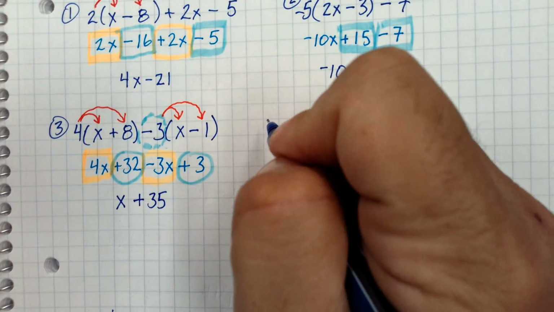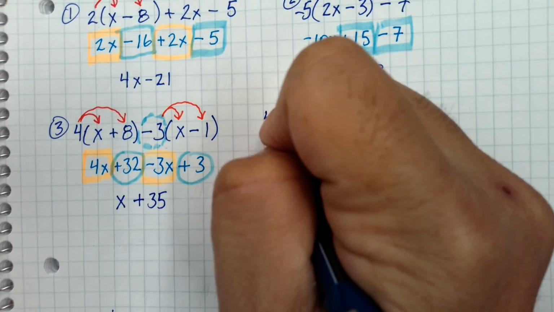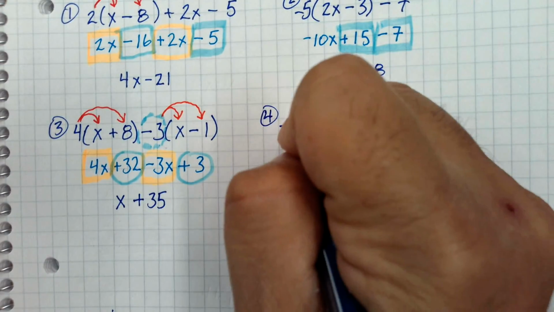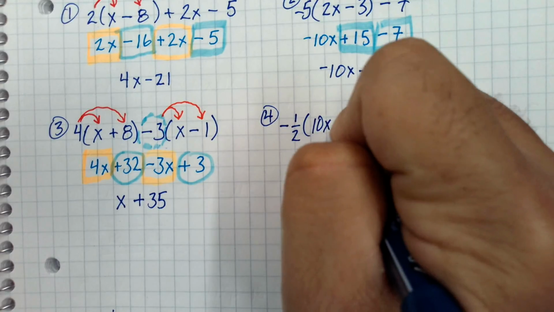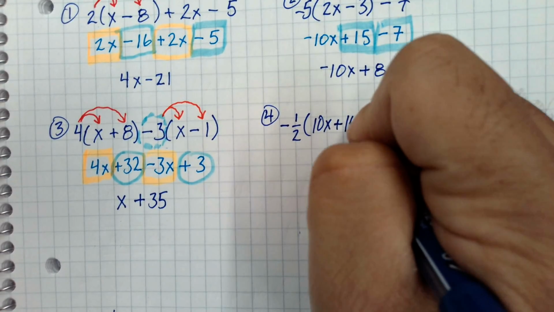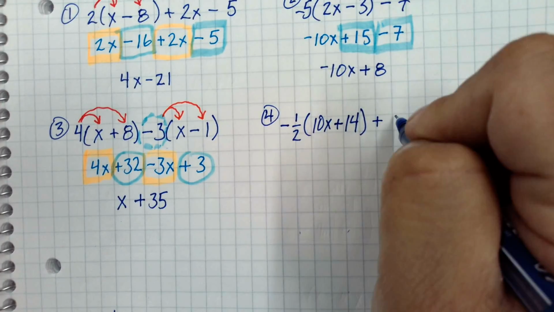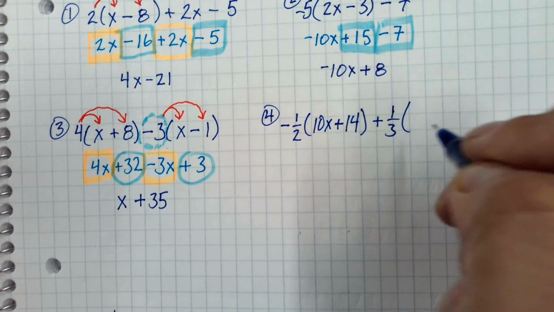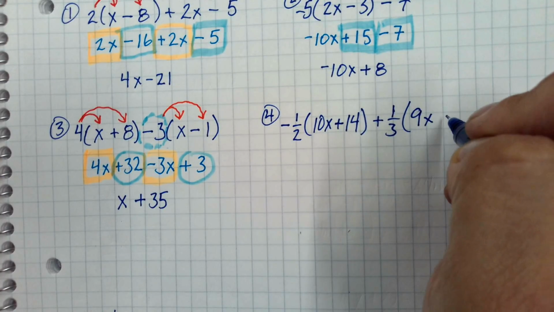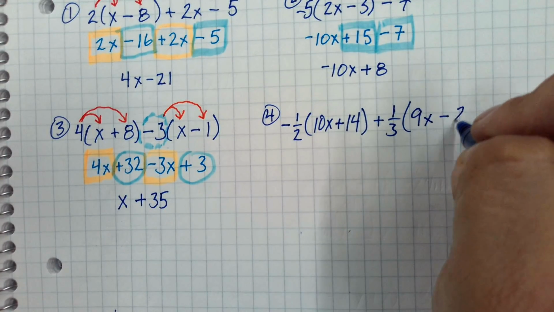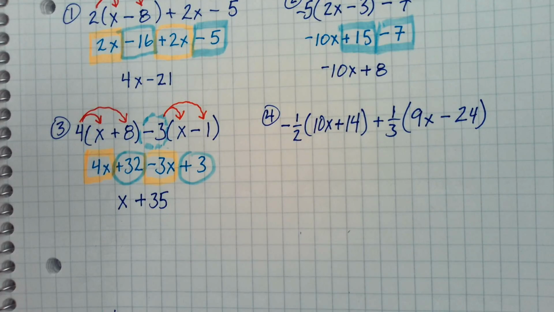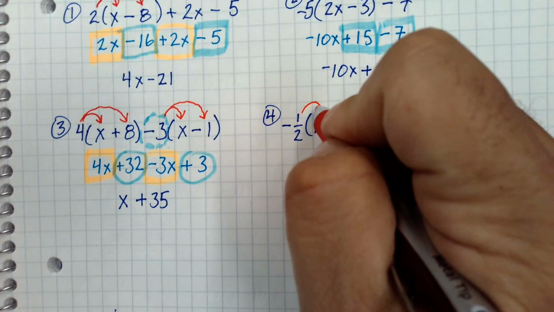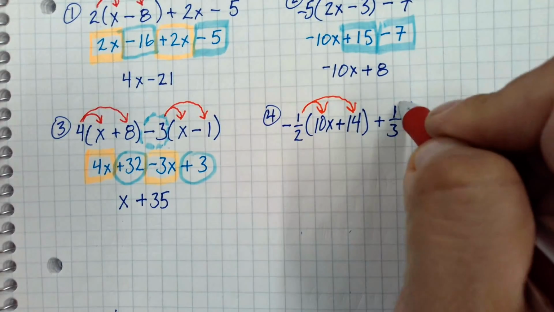And I think we're good. Number 4. Negative 1/2 times 10x plus 14, plus 1/3 times 9x minus 24. You guys ready? Yes. Okay.